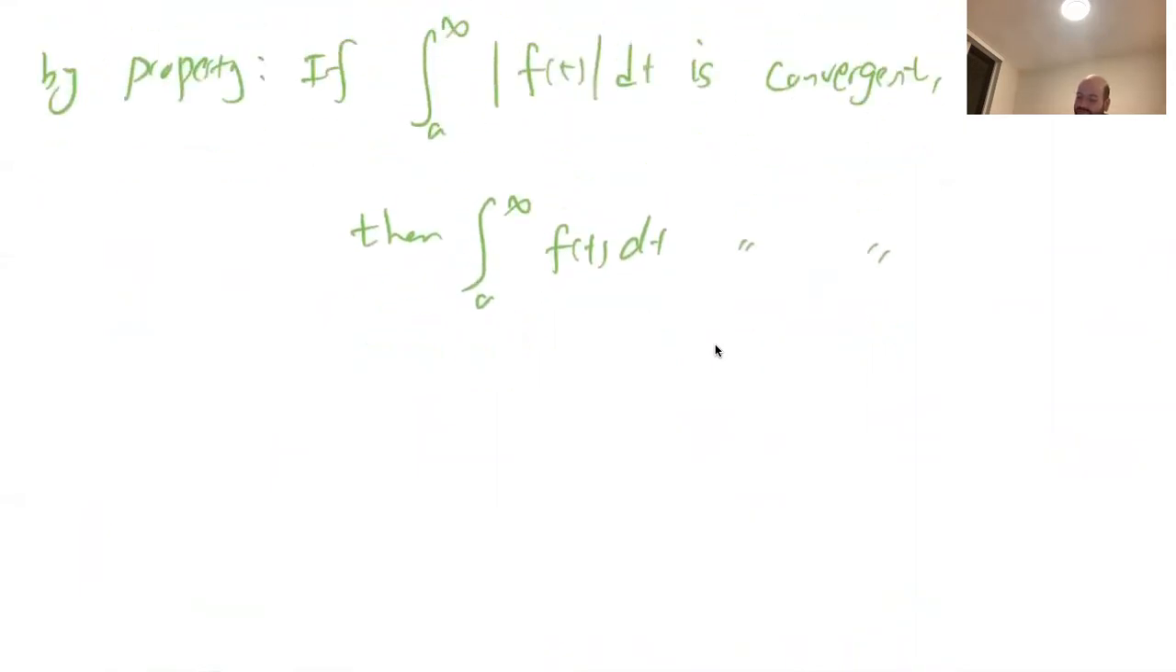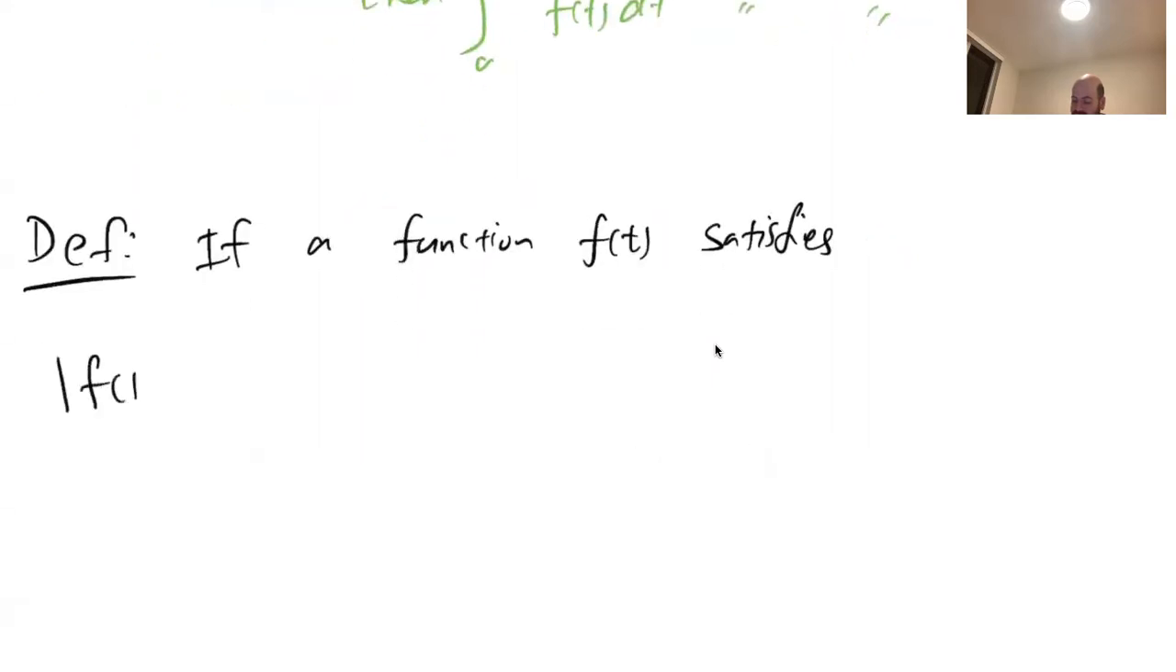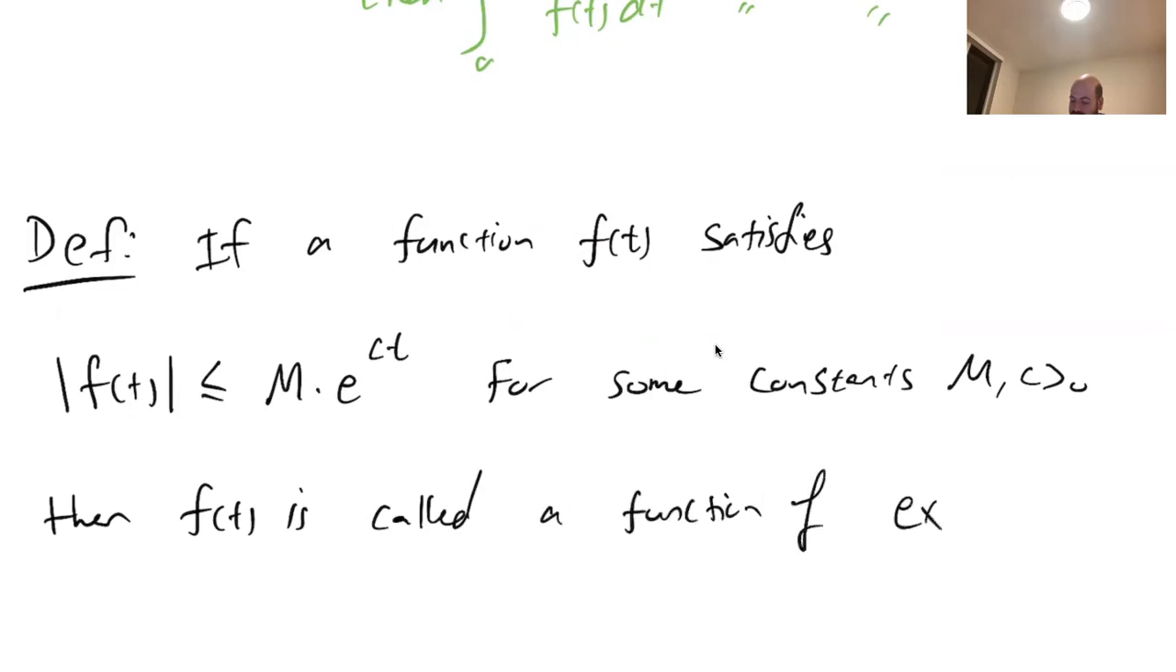Okay, so one definition: if a function f of t satisfies the property that absolute value f of t is less than or equal to M times e to power ct for some constants M and c, then f of t is called a function of exponential order.